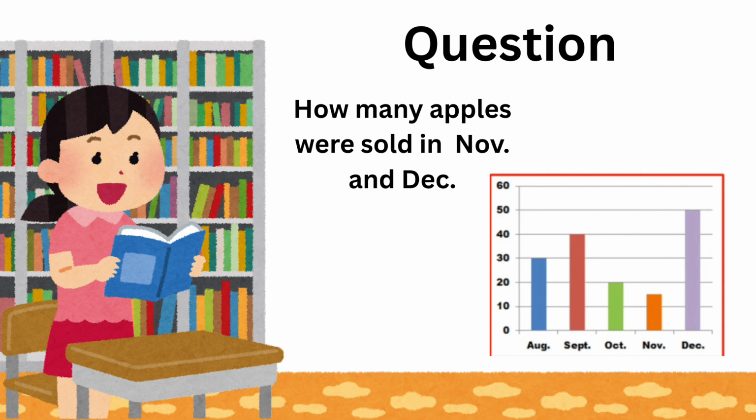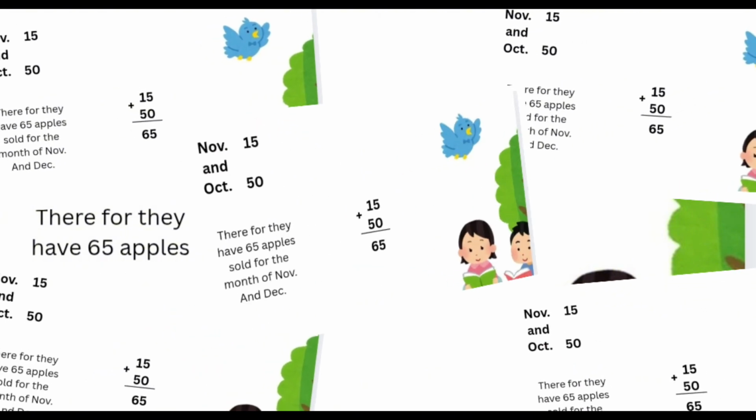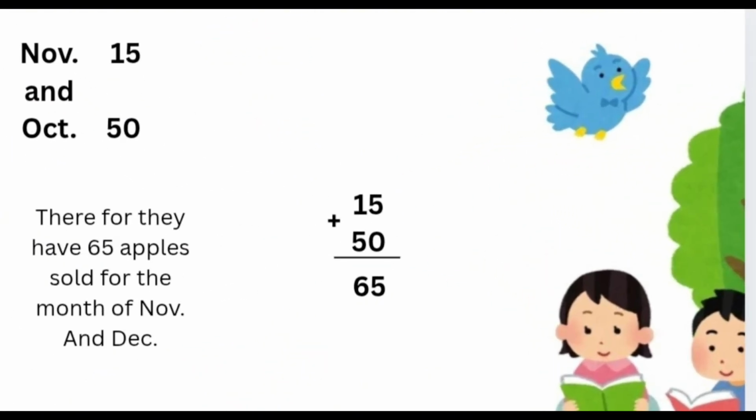Question number 1. How many apples were sold in November and December? So what should we do? We have to add the number of apples sold in November to December. So 15 added to 50 is equal to 65. Therefore, 65 apples were sold for the months of November and December.